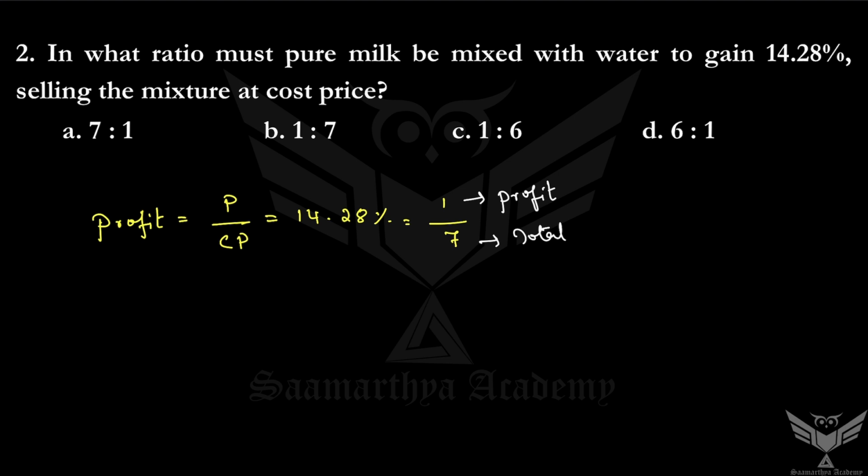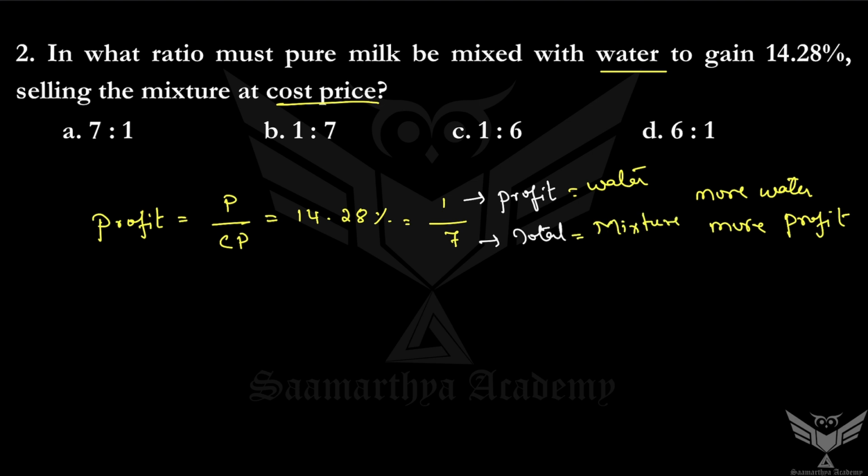And since he's selling the mixture at cost price, the amount of water decides the profit. More water, more profit. Lesser the water, lesser the profit. So since profit is one part, that one part is water itself out of the 7 parts of mixture. Now we have 7 parts of the mixture, out of which that one part is water.